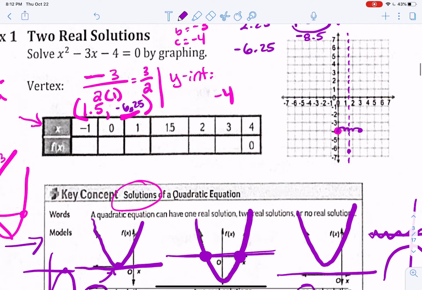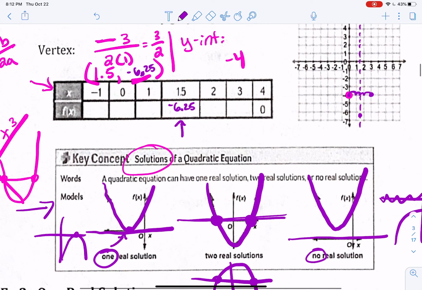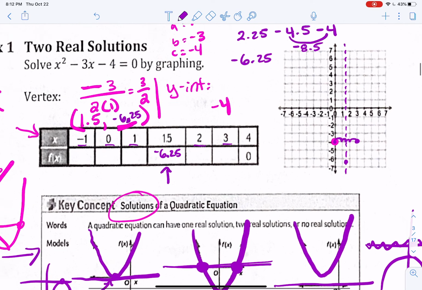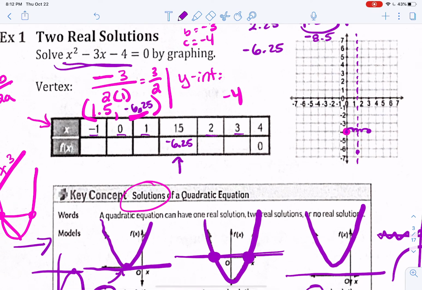So we said 1.5, negative 6.25. They conveniently gave me the point 1.5 on that graph. Whenever you're picking points on your table, you want to make sure that you are putting the vertex as the middle point and then picking points on either side of that. Now, for this table, we want to plug in the numbers negative 1, 0, 1, 2, and 3. They've already plugged in 4 for us. So let's plug them into this equation here.